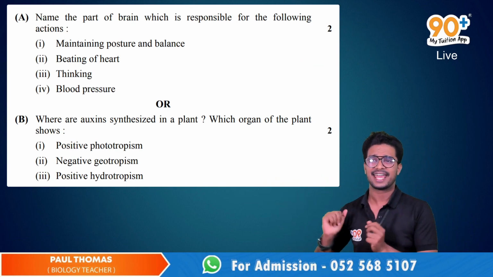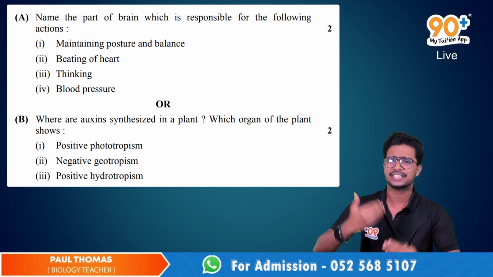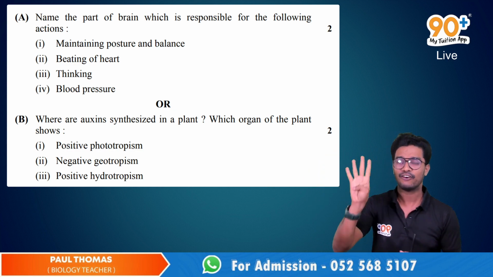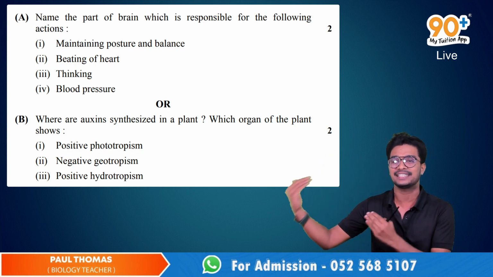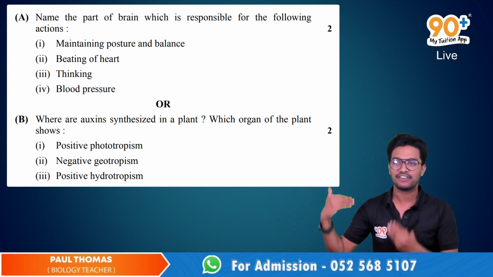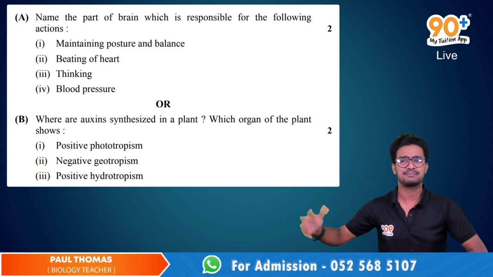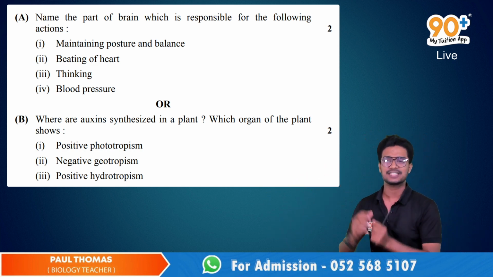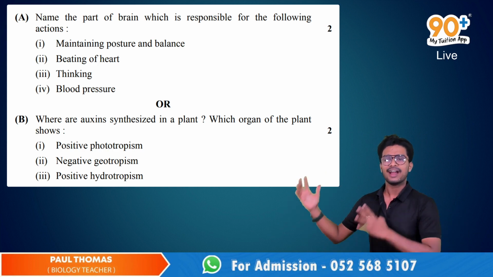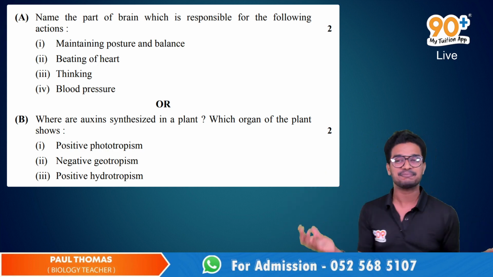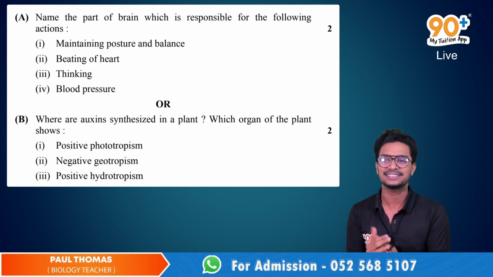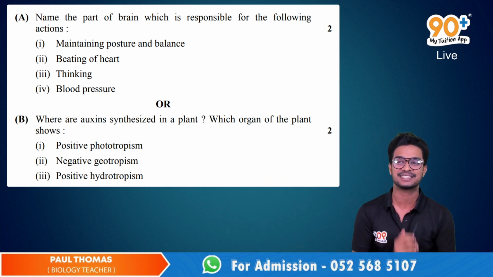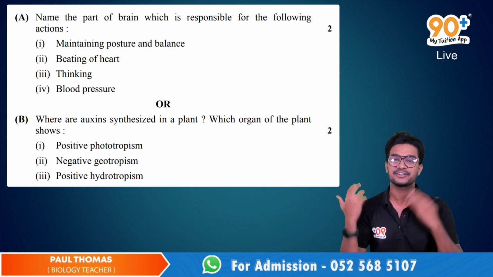The question is, name the part of the brain which is responsible for the following actions. The question contains four subdivisions: the first is maintaining the posture and balance, followed by beating of heart, followed by thinking, and the fourth one is blood pressure. And the OR part of the question is, where is auxin synthesized in a plant? Which organ of the plant shows the first, positive phototropism, followed by negative geotropism, and finally positive hydrotropism?